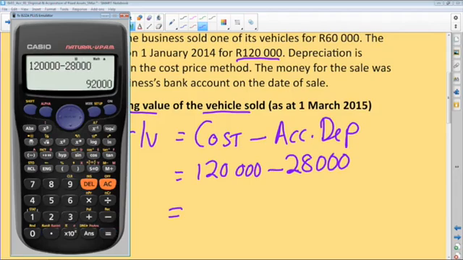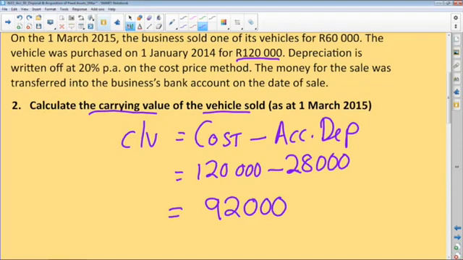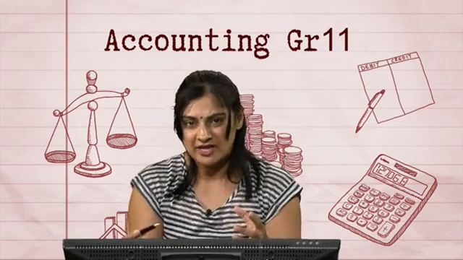Right, and that gives me this vehicle is now worth 92,000. Okay. Right, remember guys, the word carrying value, what is the worth of the vehicle? So even though I bought the vehicle at 120,000, 2 years later, the vehicle has lost value, it has depreciated, and it's now worth 92,000.